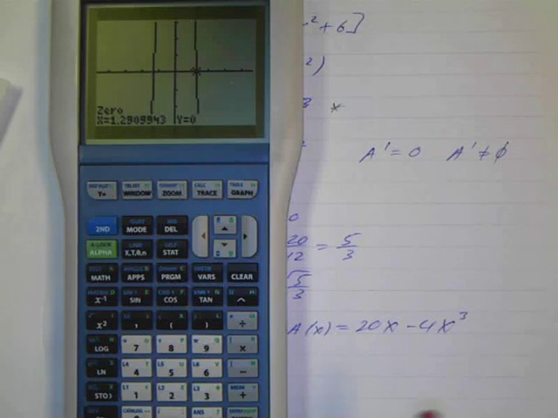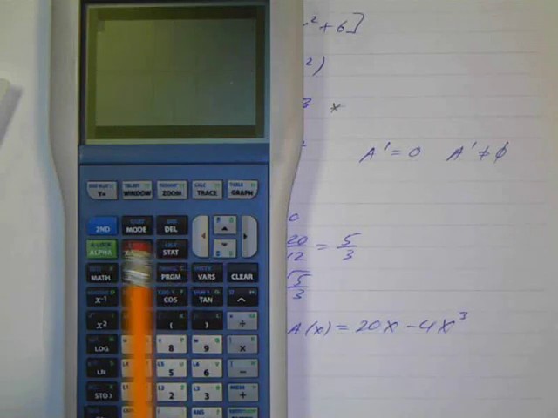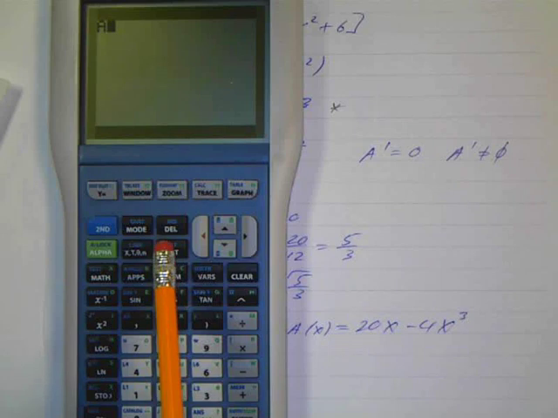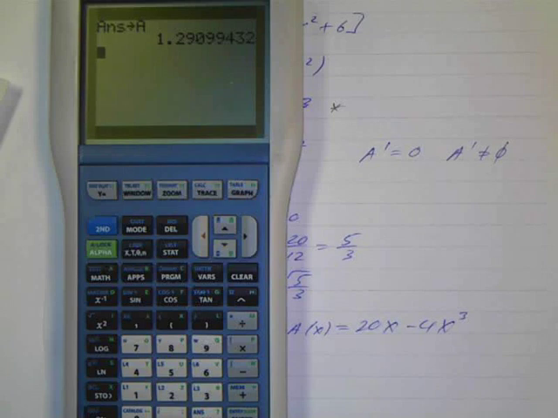Now I'm going to store that in alpha A. That's already in alpha A, so it's kind of cheating. I should have cleared there. Oh, sorry. Clear that, press store, alpha A, enter. Now there's my 1.29. Now I want to put that back into my original function to find the area.